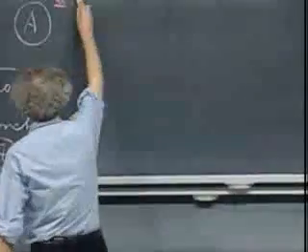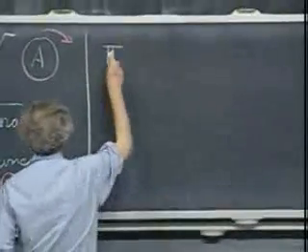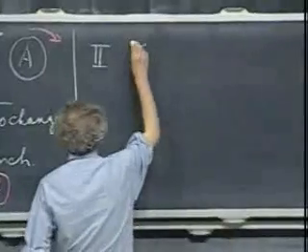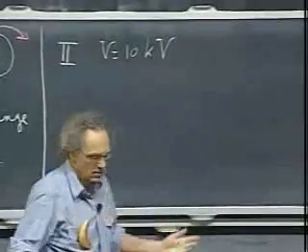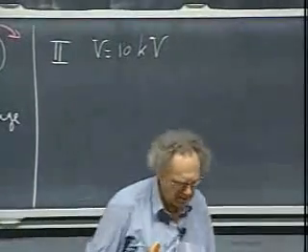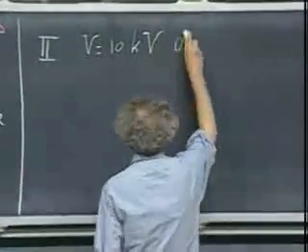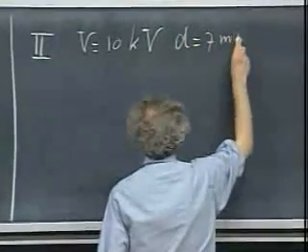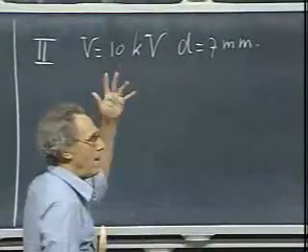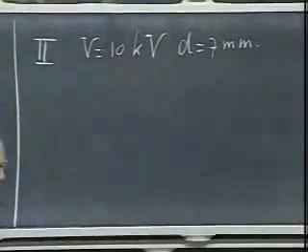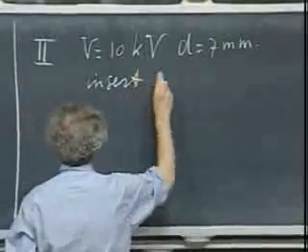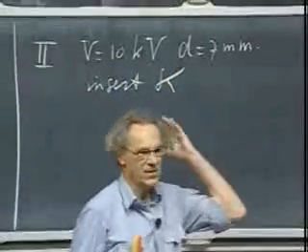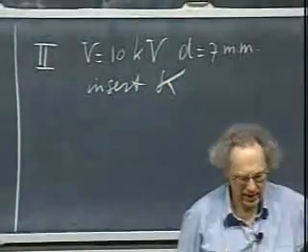So now comes number 2. So now my initial conditions are that V is now 10 kilovolts. So that's the potential difference between the plates that I have now. And D is now 7 millimeters, and I'm not going to change that. At this moment, kappa is 1. But now I'm going to insert the dielectric. So I take a piece of glass, and I'll just put it into that gap.